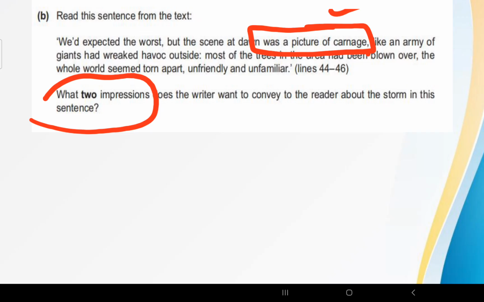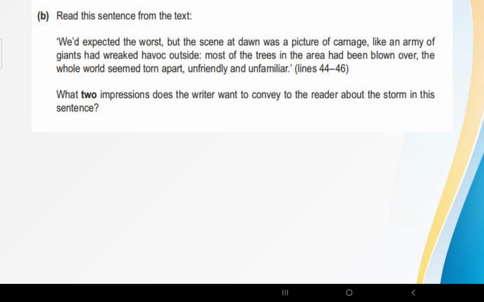"Like an army of giants had wreaked havoc outside." Very strong words. The phrase army of giants also gives an impression that a kind of war is going on. Army is giving us that impression. This word havoc means great destruction, and it is giving us a kind of impression.